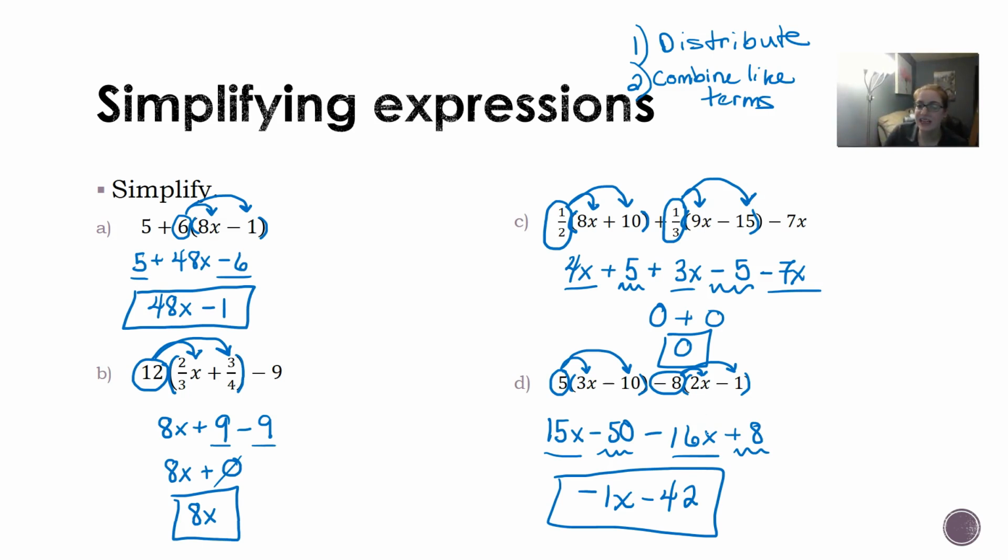Remember, you could have written this as negative x minus 42. You could have also put the negative 42 first and done the x second. All three of these statements are equivalent, meaning they're the same thing. They say the same thing. They're just written slightly different. So just a heads up.